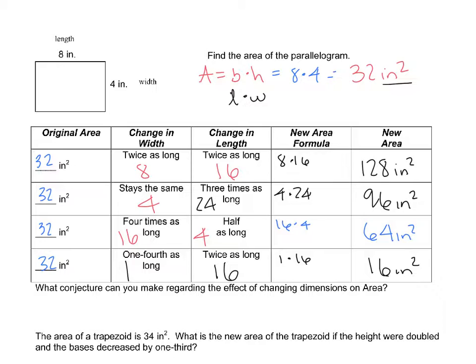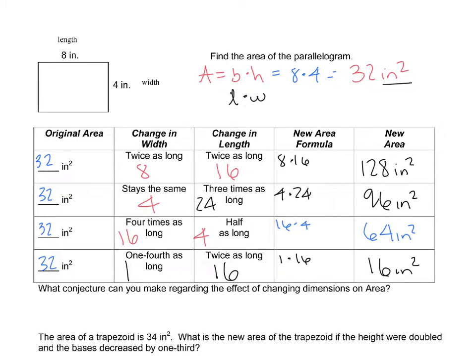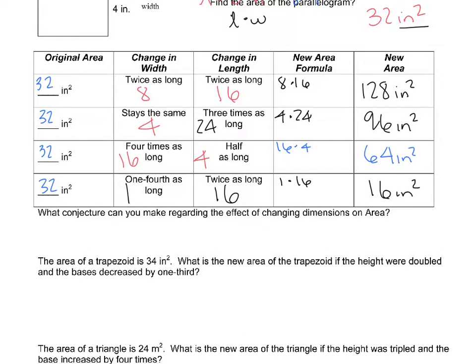So, what conjecture can you make regarding the effect of changing dimensions in area? Well, let's see, how can we compare them? Both of these are the same, they're twice as long, so if we just do 32 times 2, no, that doesn't give us 128. It only gives us, what, 64? So how do we get to 128? Oh, you may have to consider the other two.